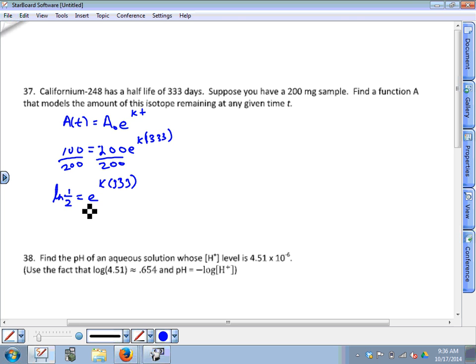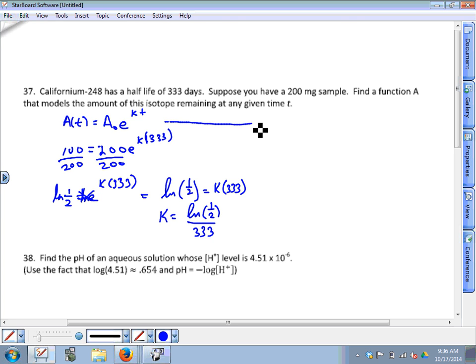If you take a natural log on both sides, natural log cancels the base of e. So now you have the natural log of 1/2 equals k times 333. And then if you divide by 333, you get a value for k that equals natural log of 1/2 divided by 333. So now we go back up here, and the amount remaining at any given time t is equal to 200 times e to the natural log of 1/2 times 333 t.